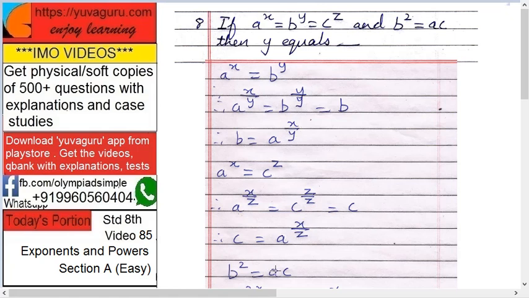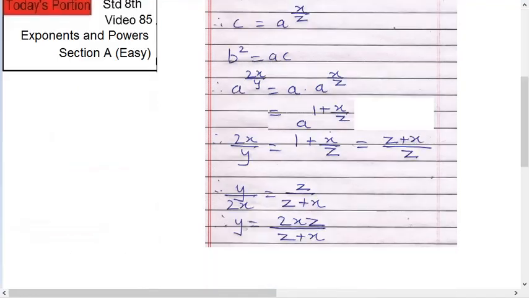But what is given? B square equals ac. But what is b? B is a raised to x upon y, right? We have just now got it. So it becomes a raised to 2x upon y equals a into, what is c? A raised to x upon z, right?